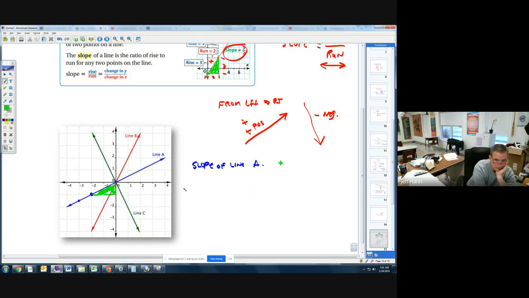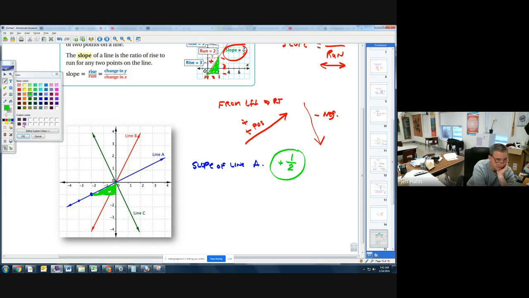And again, slope is how high. How high is this triangle? It's only 1 unit high. Over how wide is this triangle? It is 2 units wide. So this has a slope of positive 1/2. Line A has a slope of positive 1/2.